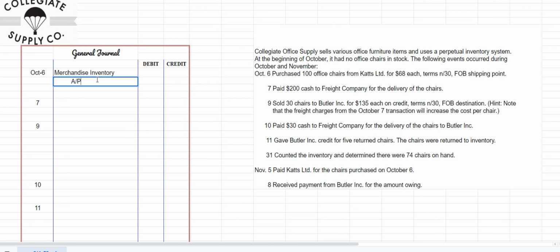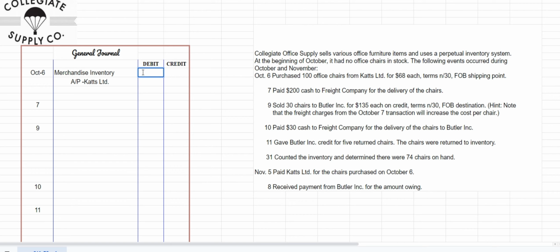So N30, in this case, means you have to pay the total amount in maximum 30 days. So you wouldn't be paying any cash right now on October 6th, but you would have to pay it in maximum 30 days. And in this case, for accounts payable, we can write Katz Ltd. And it says for $68 each. So we want to know the value of the merchandise inventory that we bought, which in this case is the office chairs.